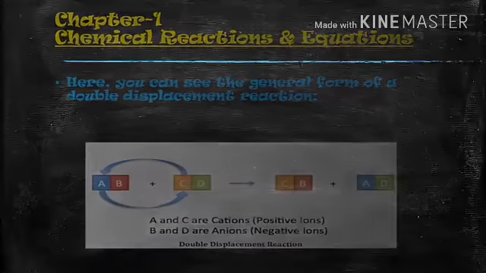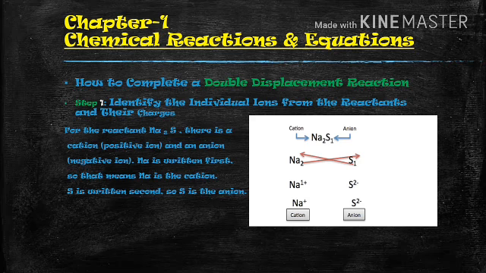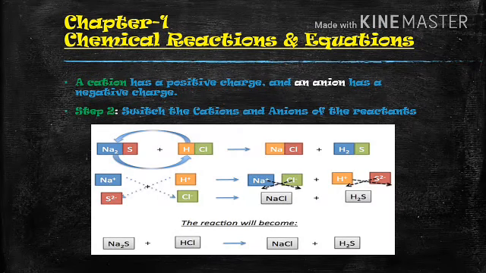So how do we complete a double displacement reaction? There are three steps. Step 1, identify the individual ions from the reaction and their charges. I am trying to explain that we have to find out the cations and anions for that reaction. A cation has a positive charge and an anion has a negative charge. Now we come to step 2, switch the cations and anions of the reaction. Then we can study from this diagram. You can see how we can switch them in the reaction.